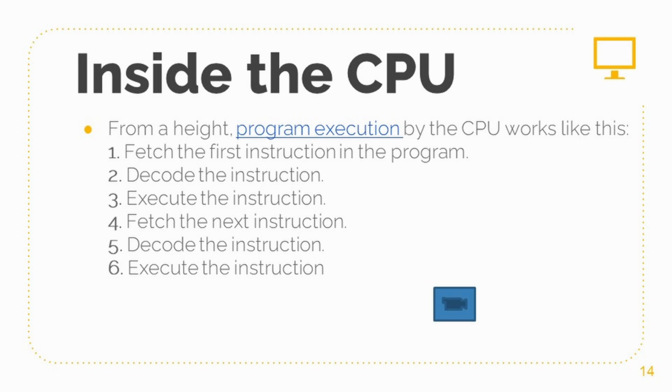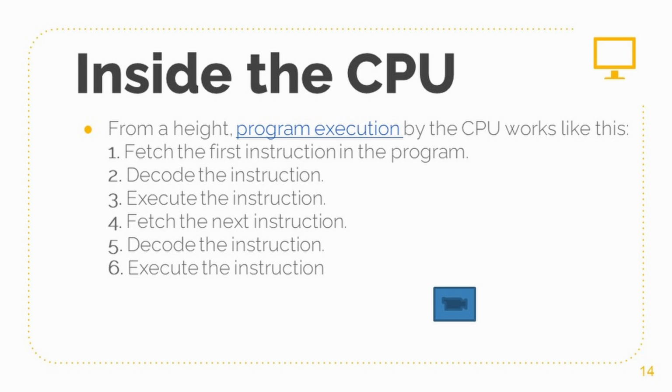This may involve arithmetic or logical operations, data transfers between registers or memory, control flow changes, or other tasks depending on the instruction's purpose. 4. Fetch the next instruction. After executing the current instruction, the CPU increments the program counter, PC, to point to the address of the next instruction to be executed. It then fetches this next instruction from memory.